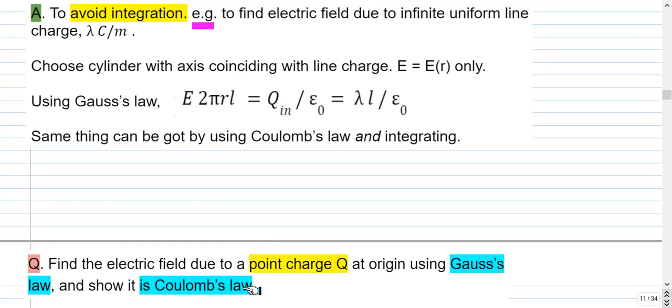This is the next question. Find the electric field due to a point charge at the origin using Gauss law and show it is Coulomb's law. You can pause and attempt this question.